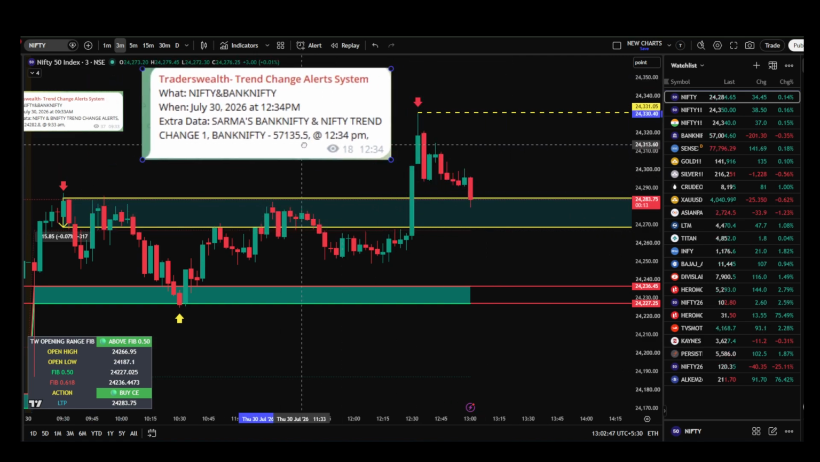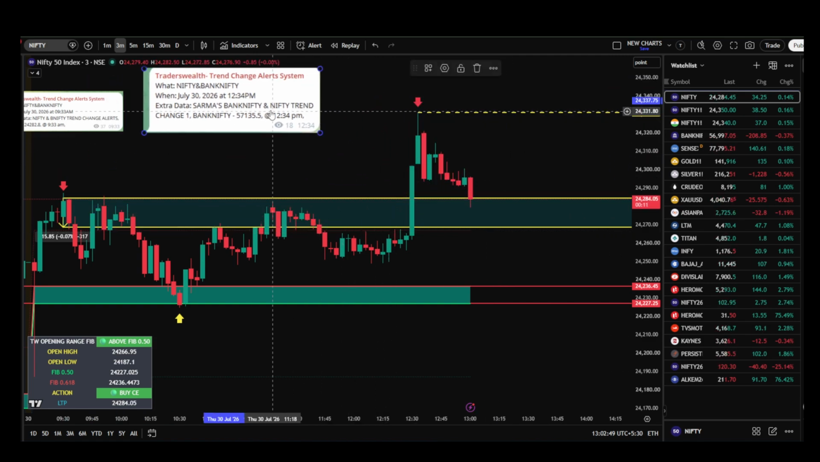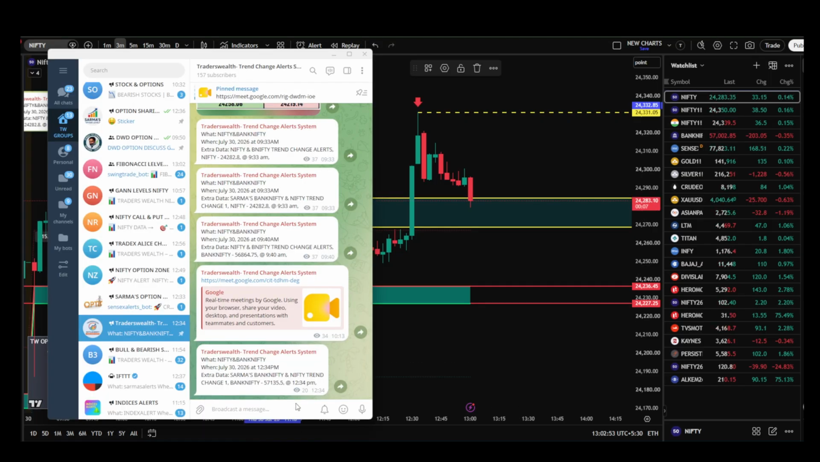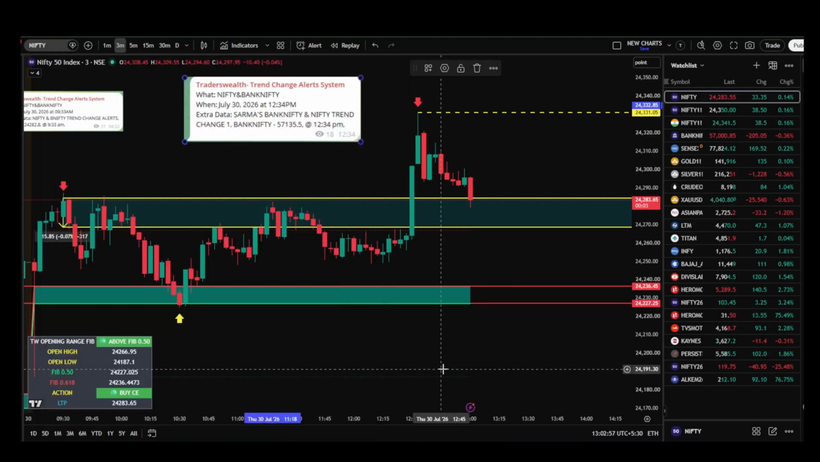Okay, I have not created this screenshot. I just copy pasted it here. These are the alerts that we got. You can see here we got the alert. This is the alert that we got at 12:34.